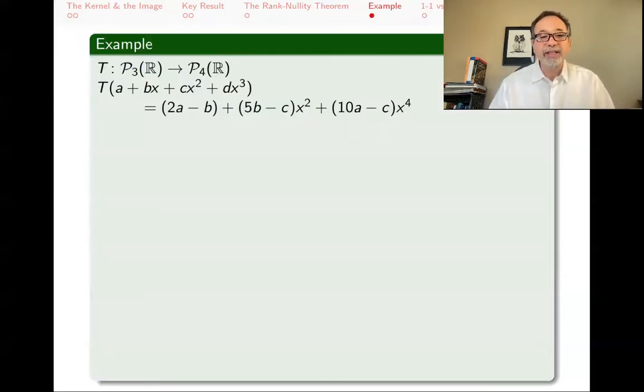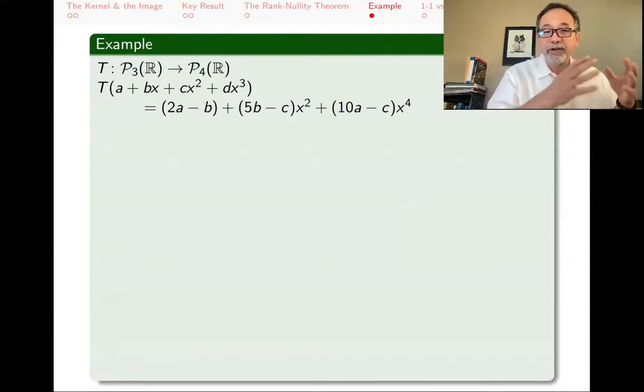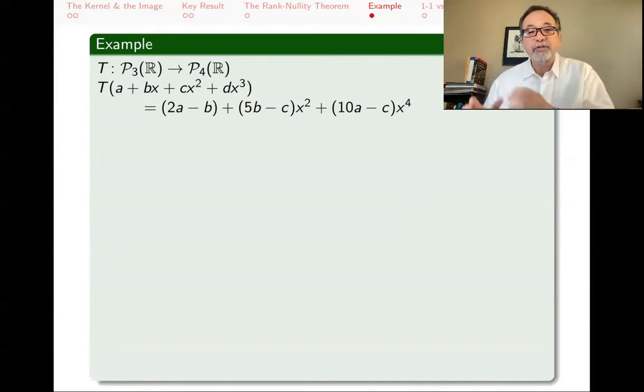Let's do a quick example. Let's say we have a linear transformation from the vector space of polynomials of degree less than or equal to 3, that's P3R, to the vector space of polynomials of degree less than or equal to 4, P4R. So this is a linear transformation from a vector space of polynomials to another vector space of polynomials, and the rule is given by T of A plus Bx plus Cx squared plus Dx cubed is that mess that appears on the screen.